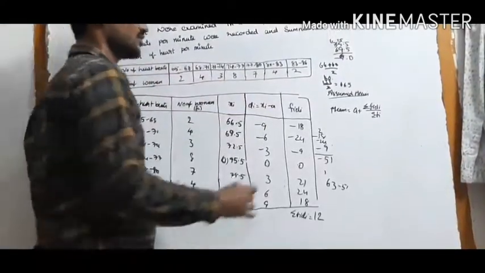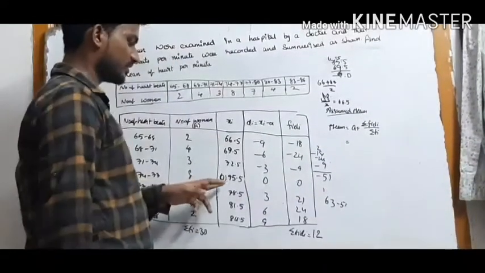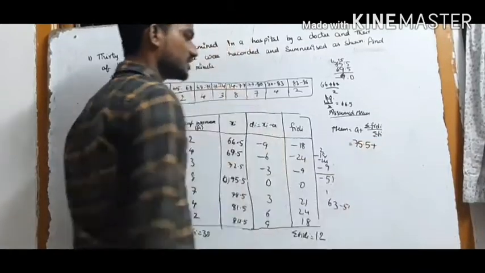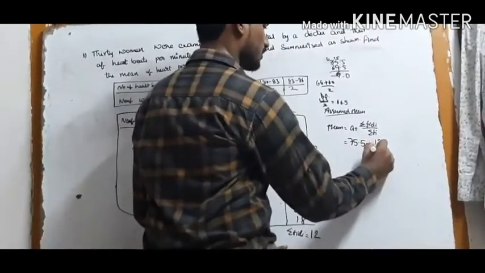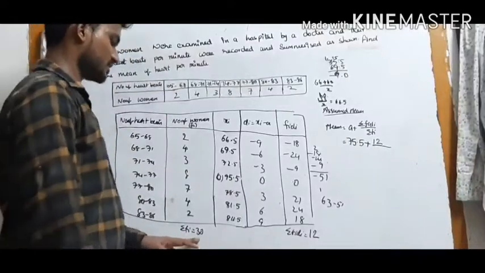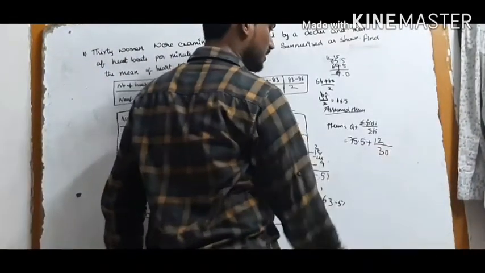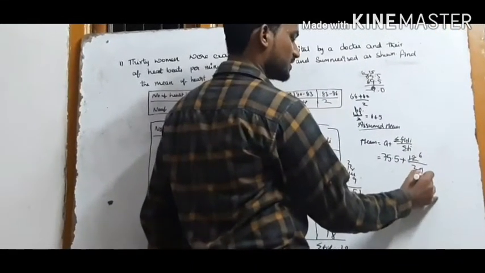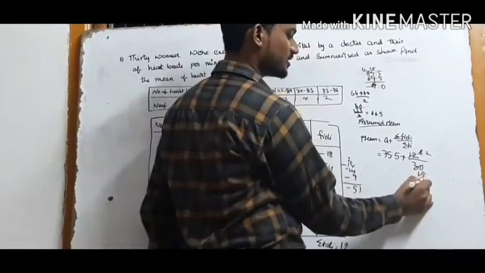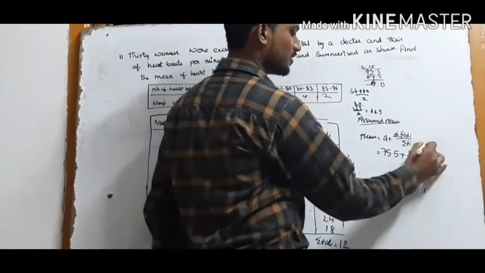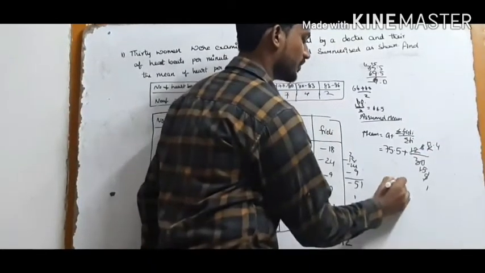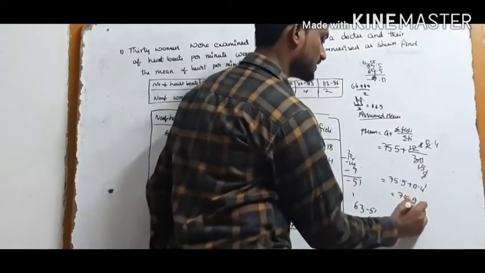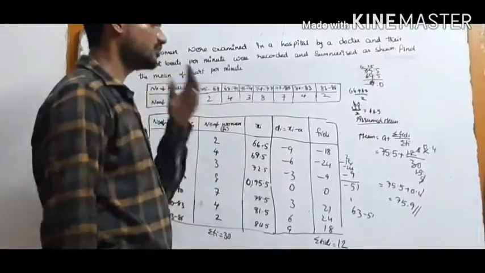Substitute these values in the assumed mean formula. We assumed 75.5 is a, so 75.5 plus sigma Fi di, which is 12, by sigma Fi, which is 30. 12 by 30 is 0.4. This is 75.5 plus 0.4, which equals 75.9, the mean of this observation by the assumed mean method.